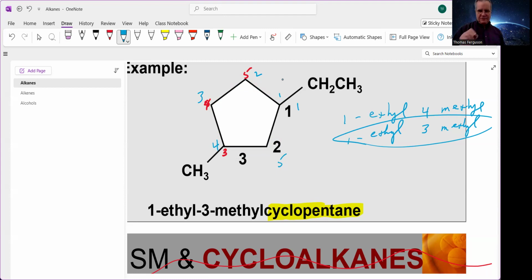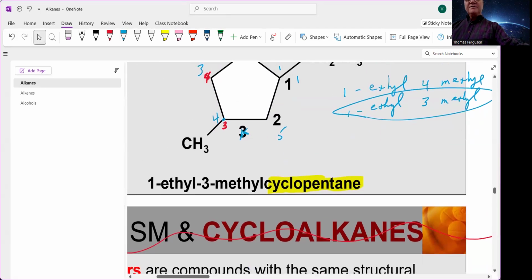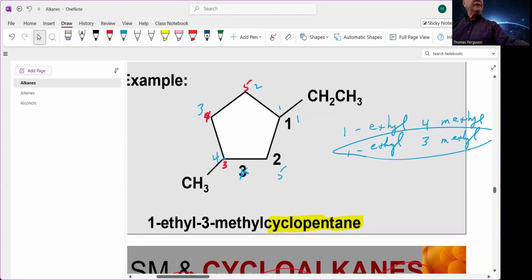When you do your numbering, make sure you put the numbers right by the carbons, not like that. That's what messed me up there. But again, it's the backbone. You name it, number it 2 different ways. Pick the numbering that gives you the lower number. Ethyl before methyl, alphabetically. Okay, any questions about cyclocompounds?